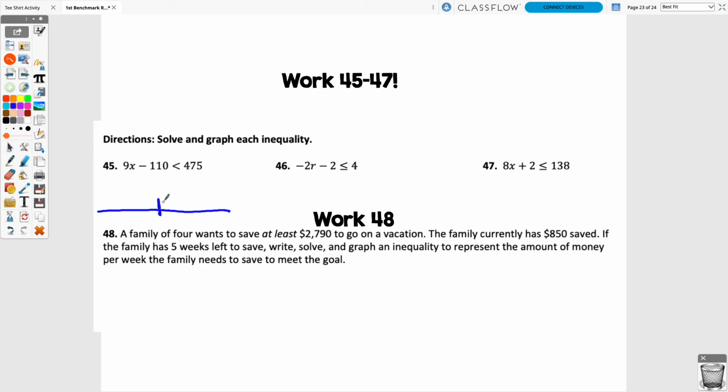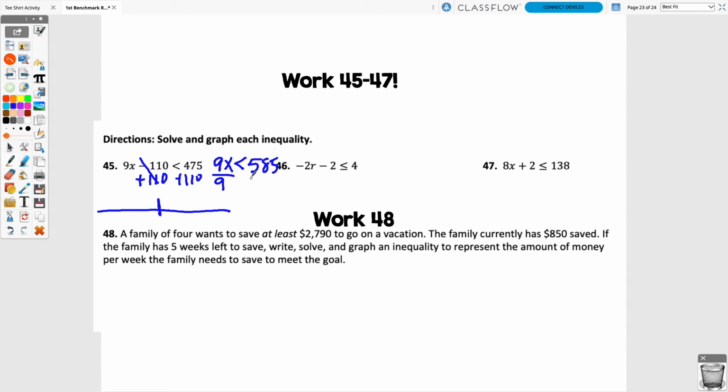All right, so for 45, first step for solving that inequality, Aubrey would be to do what? Yes, absolutely. Gotta add 110 on both sides. So those we cancel out. I'm gonna bring over my 9x less than. Aubrey, what does 475 plus 110 give me? Yeah. So we have 9x is less than 585. And then Aubrey, what's my last step?